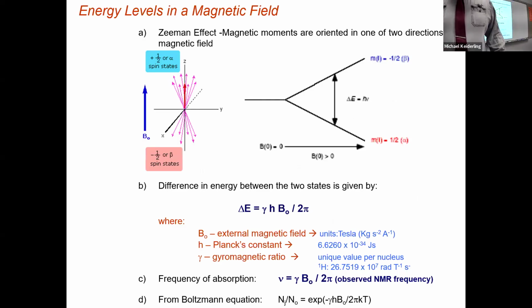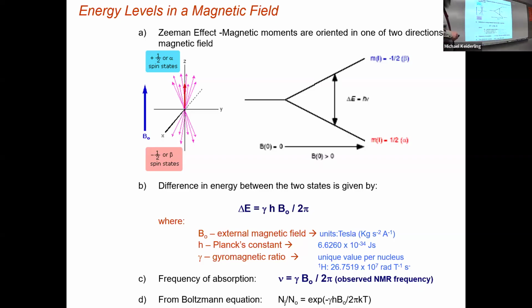So magnetic moments are oriented in one of two directions in a magnetic field. This is the Zeeman effect. In a magnetic field, these levels will split. It was first observed with electrons, which have spin 1/2. You see the electron energy line splitting in a magnetic field. And it's actually quite useful. You can use it to measure magnetic fields of distant objects.